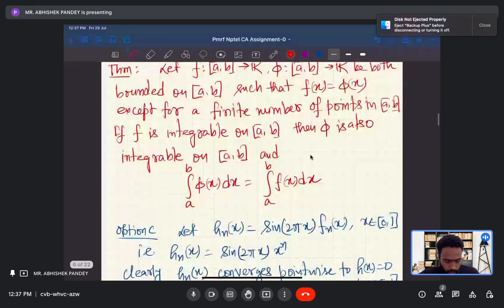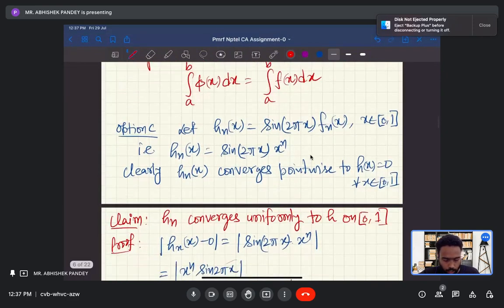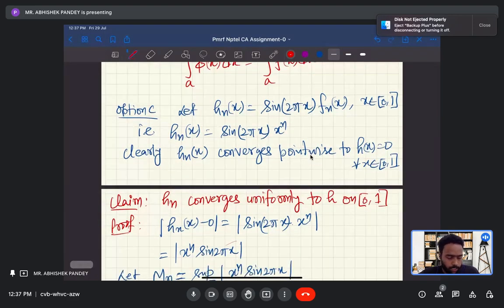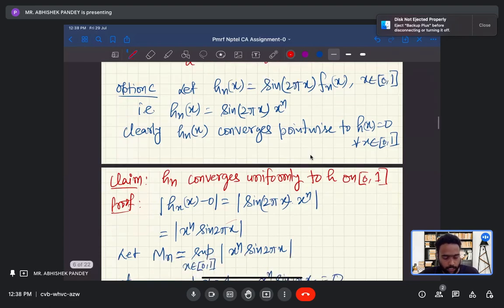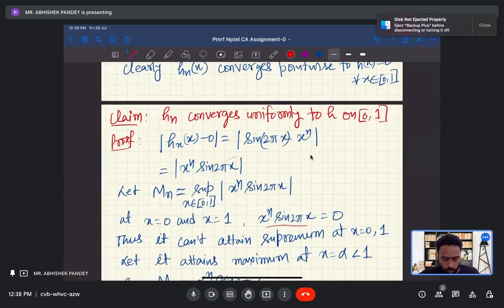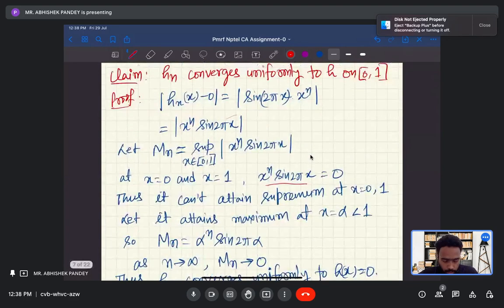Okay. Now let us look at the third option. Let hn(x) equal sin(2πx) times fn(x), x belongs to [0,1]. So hn(x) equals sin(2πx) times x to the power n. Clearly hn(x) converges pointwise to h(x) equals 0 for each point x in [0,1]. We need to check whether hn converges uniformly to h. For that we will use the Mn test. Let Mn equal the supremum over x in [0,1] of |x^n sin(2πx)|.